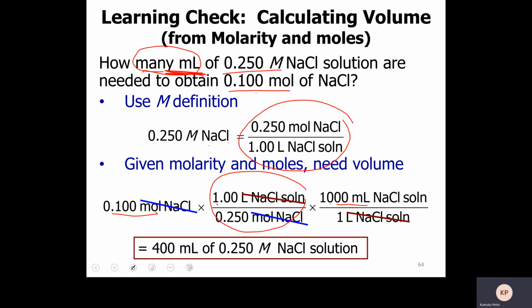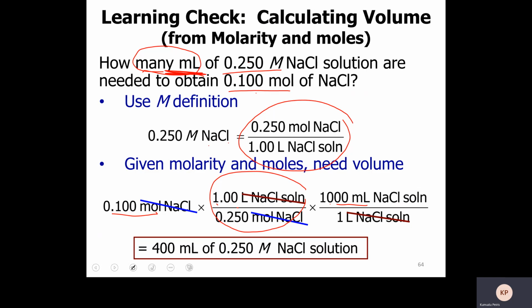So that's all about the molarity. I just defined the molarity. The molarity is defined as the moles of the solute divided by the liters of the solution. So the molarity is the conversion factor relating the moles and the volume. So you can use that equation to find the molarity, or you can find the moles, or you can find the volume.